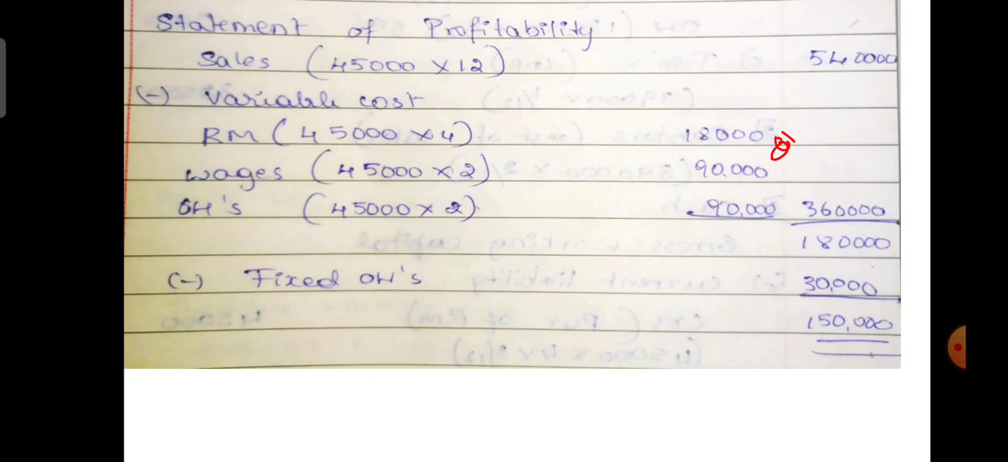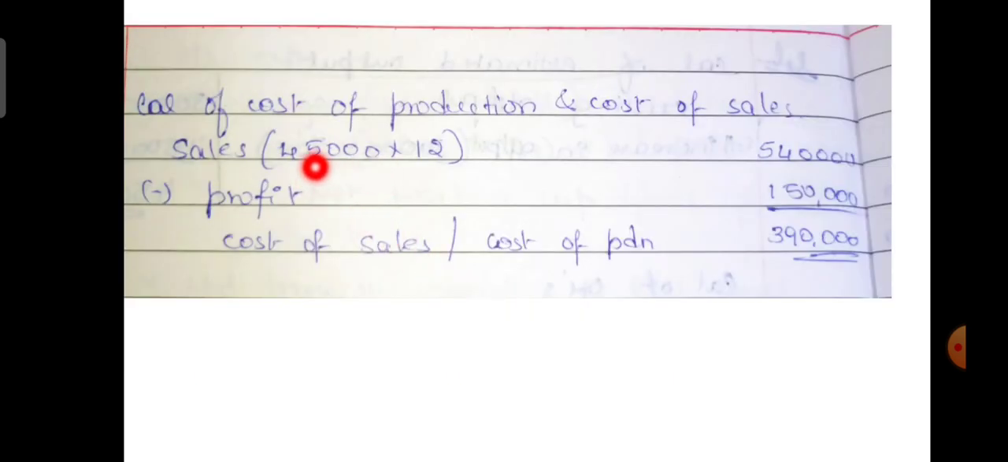Then wages 45,000 into 2, 90,000. Overheads 45,000 into 2, 90,000. Total variable cost is 3,60,000. Deducted from the sales, 1,80,000 is contribution, less fixed overhead 30,000. So profit is 1,50,000. New profit is 1,50,000. So this amount we need to deduct from the sales to get cost of sales, as it is required for calculating debtors. If there is no selling and promotion expenses, then that is only the cost of production. So sales for new level 45,000 into 12, 5,40,000, minus profit 1,50,000. So cost of sales or cost of production is 3,90,000.